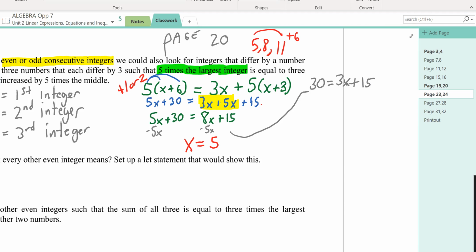Right now we have to get off the 15. Minus 15. We get 15 equals 3x. 15 divided by 3 is 5. x equals 5.